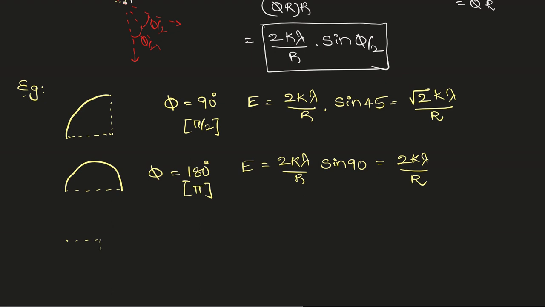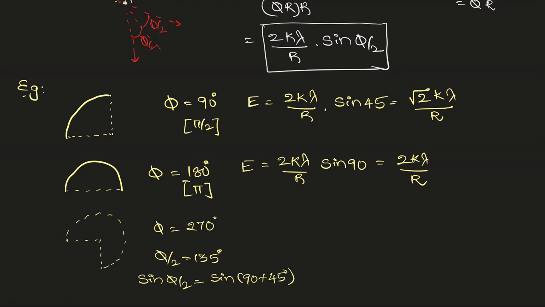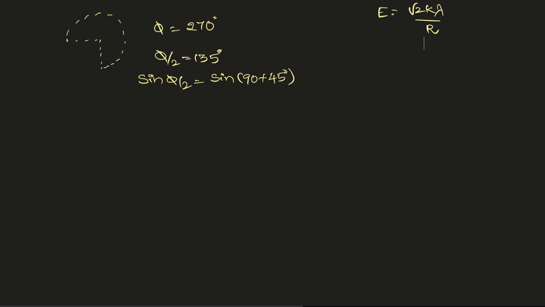And suppose they give a 3/4 circle, then phi will be equal to 270 degrees. So phi by 2 will be equal to 135 degrees. So sine phi by 2, which is nothing but sine of 90 plus 45, which is cos 45, which is 1 by root 2 only. So the electric field will be root 2 k lambda by r if it is a 3/4 circle. This kind of questions you can expect. Or one more example I'll give like this.